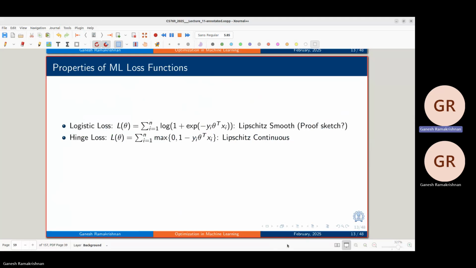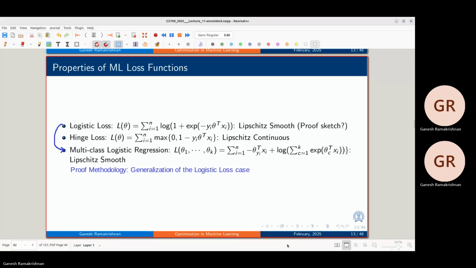Hinge loss, is it Lipschitz smooth? Well, it turns out to be no, but it's Lipschitz continuous. Okay. And then multi-class logistic regression is Lipschitz smooth, very much like logistic loss. So logistic loss and multi-class logistic regression are very interesting because they have Lipschitz smoothness and convexity. That is point number 2. Hinge loss is only Lipschitz continuous and convex. No Lipschitz smoothness, no strong convexity. Right? And then least squares. It is Lipschitz smooth and strongly convex, possibly the best of the lot, what we want.